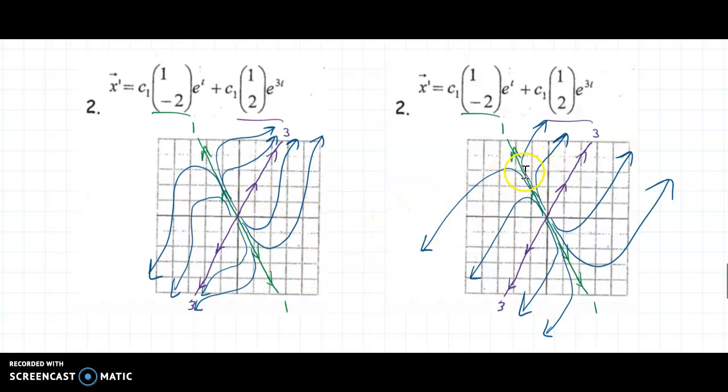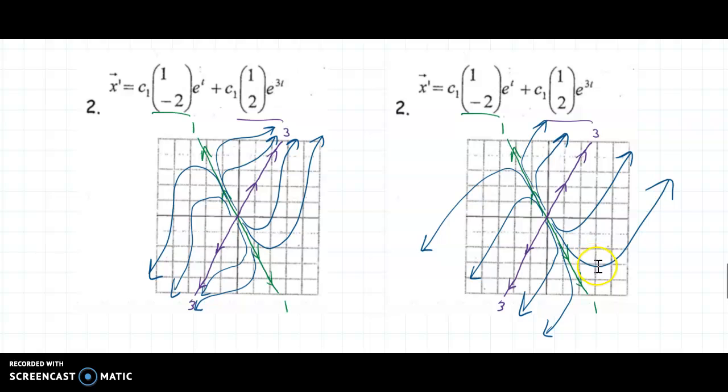Then the next question becomes, why do we not go back in? Why do we not get this hook back in? Well, think about it. We have already grown, or this trajectory has already grown.